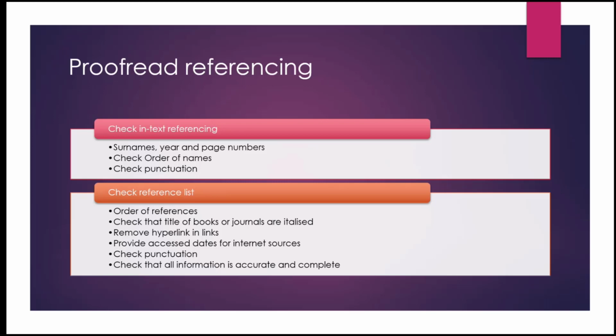When you are proofreading for referencing, what you want to focus on, number one, is punctuation. Punctuation is key when it comes to referencing. Now, let me give you an example, okay? Assuming Lungile is the surname, and she wrote or published a book in 2022, and I'm taking the information from page 9.